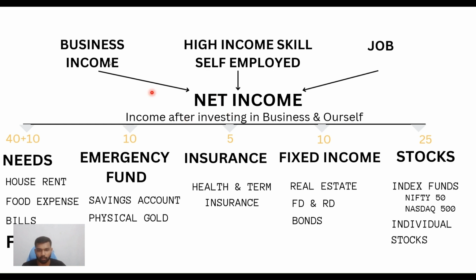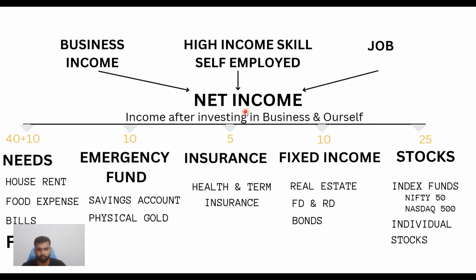Typically, we all have three types of income. One, business income. Another one is high income skill or self-employed. Another one is job income. Job income, we all know, is when we work and get paid for it. Self-employed or high income skill is like freelancing, where we expose our talent and get paid for that. And business income, we all know, is when we sell a product or service and get an income. Income after investing in our existing businesses and ourselves is net income.